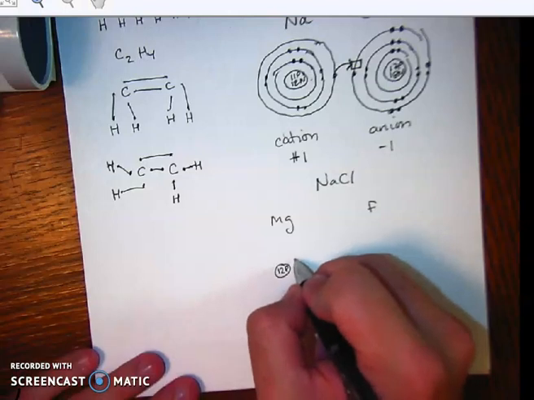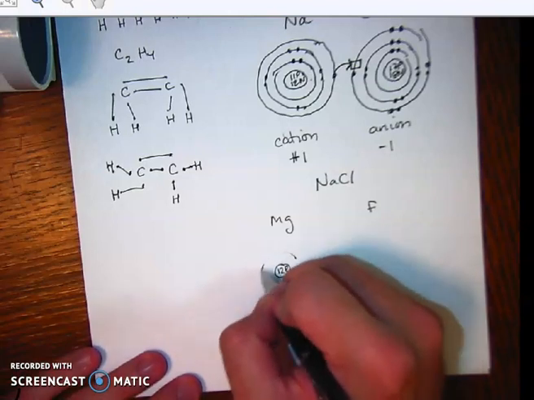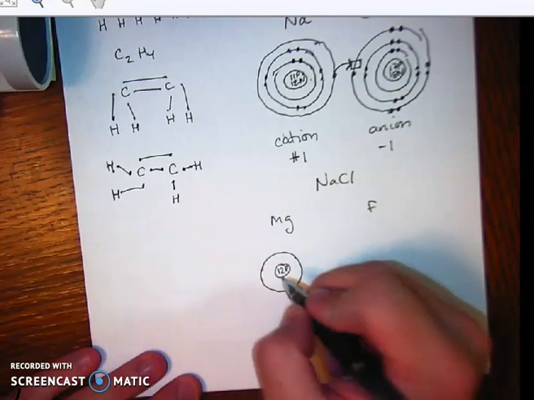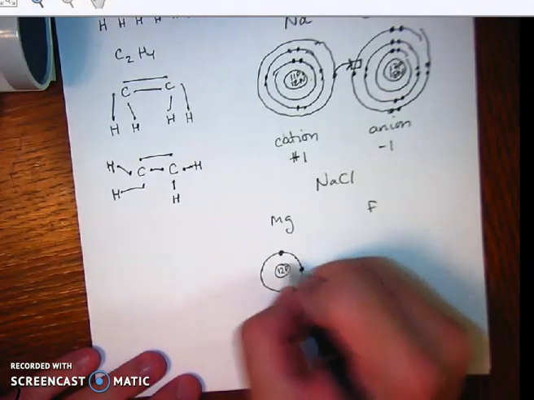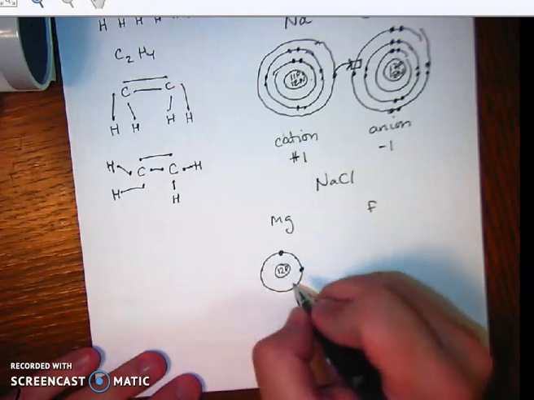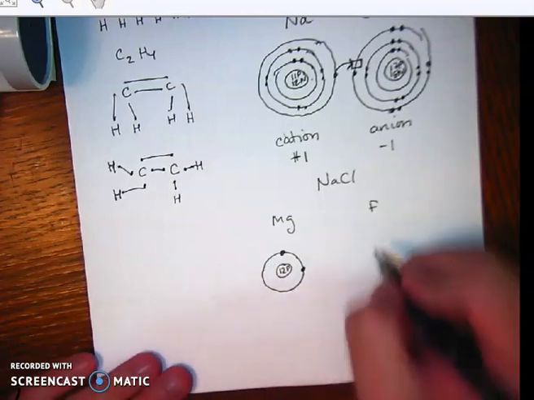I technically don't need the number of neutrons. I'm going to do just the valence shell. The valence shell is actually the 3rd energy level. It has 2 electrons. So this is not the first, this is actually the 3rd. The inner 2 are not drawn to scale because they're already filled.